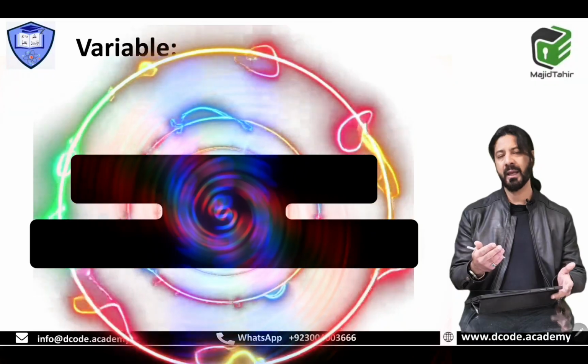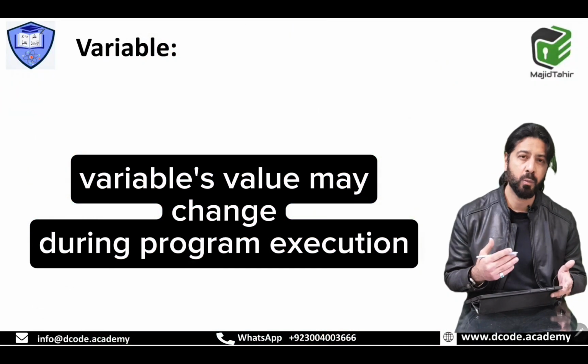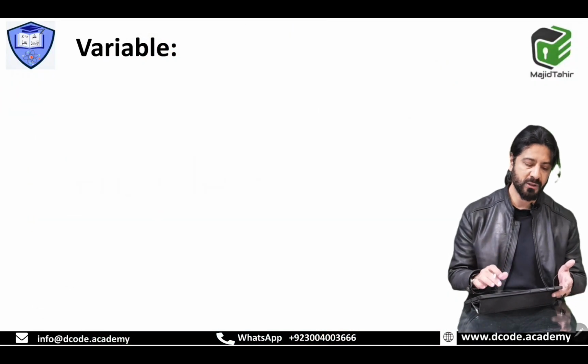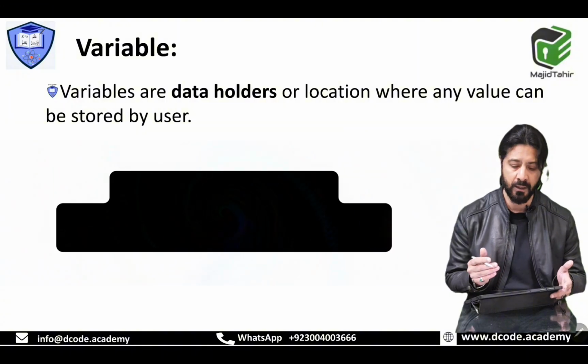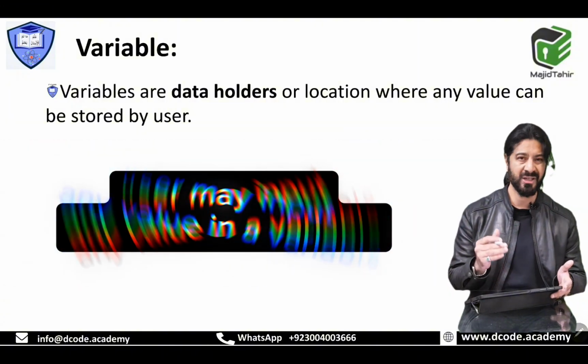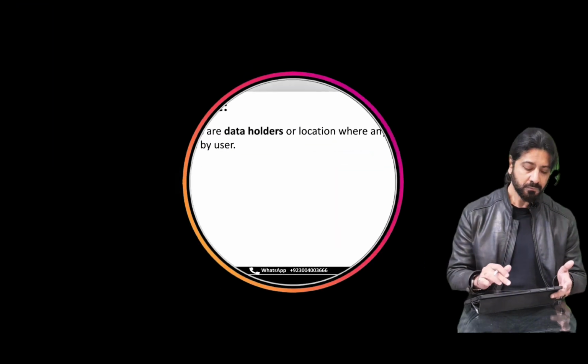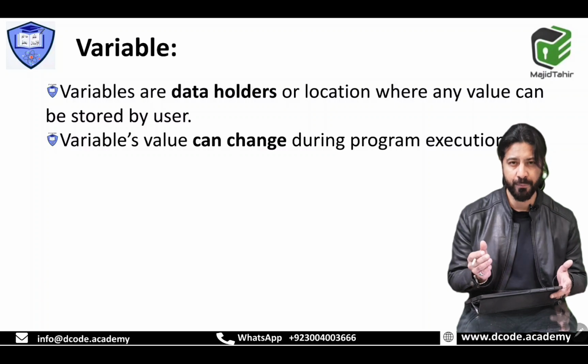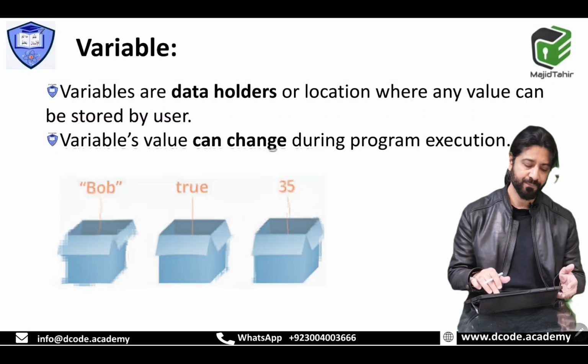Now, the important thing is that we have to know what a variable is and what a constant is. So first we are going to see what a variable is. A variable is a data holder, or a location where the user can input a value. A variable's value can change while the program is running, meaning it can vary.